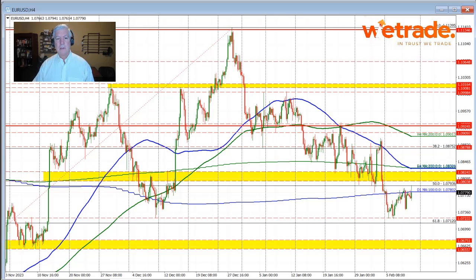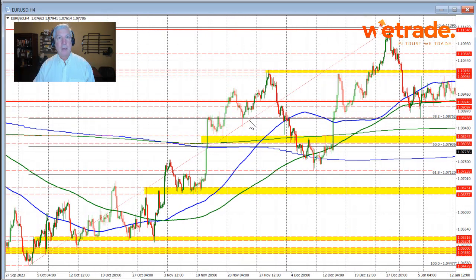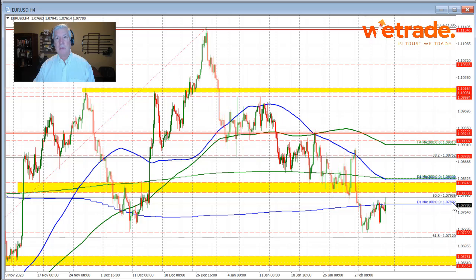Looking at the euro versus US dollar, if you look at the price action here on the 4-hour chart, the price did extend back above this 100-day moving average. That's the blue line in this chart. But we found resistance sellers against a 50% retracement. That 50% retracement is of the move up from this low going all the way back to early October to the high price that we saw in the month of December. That 50% retracement came in at 1.07936, and the price stalled right against that level.